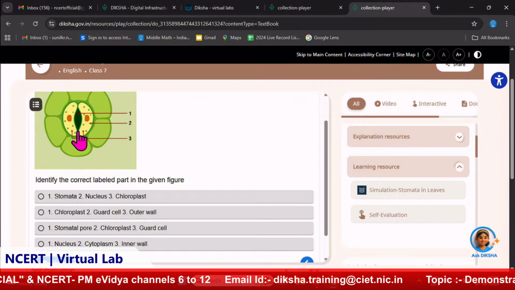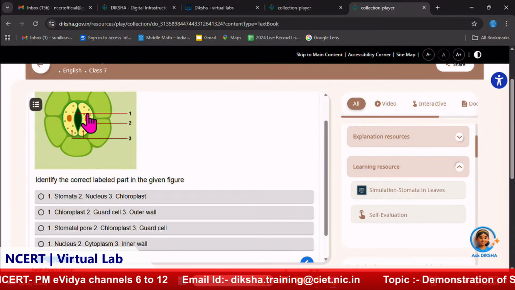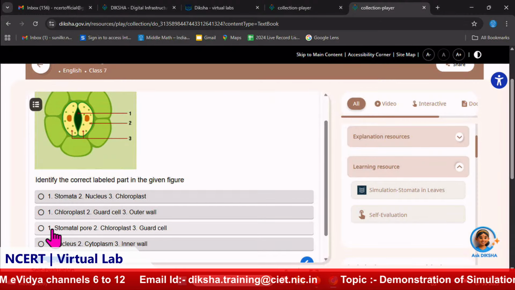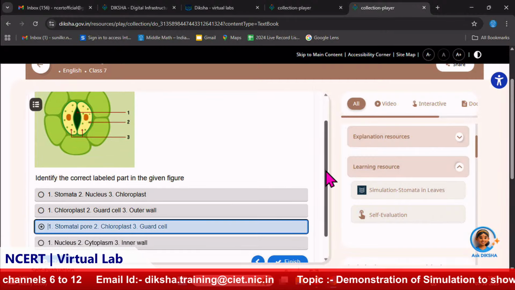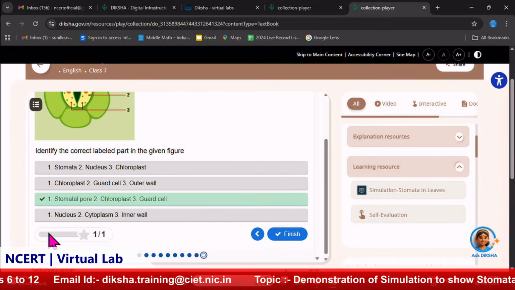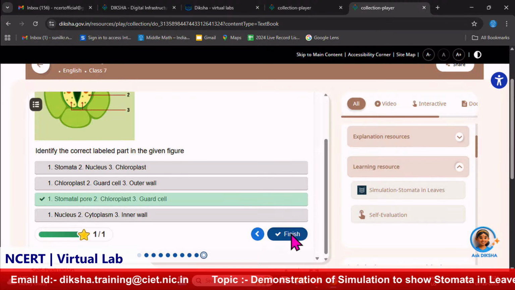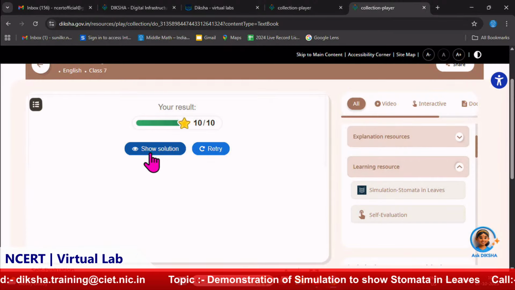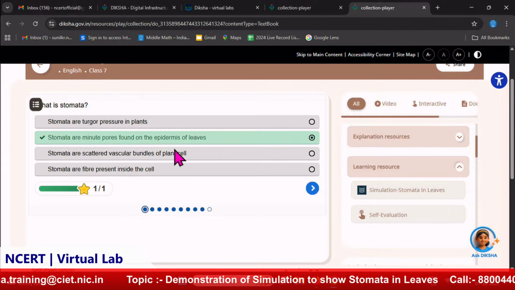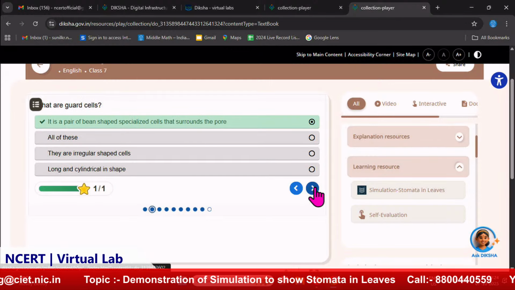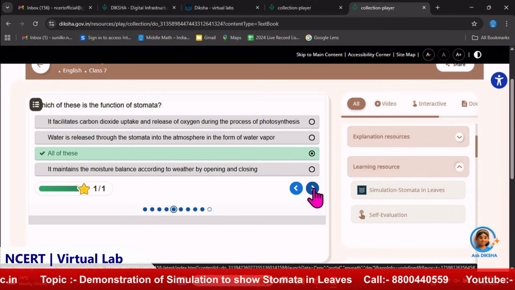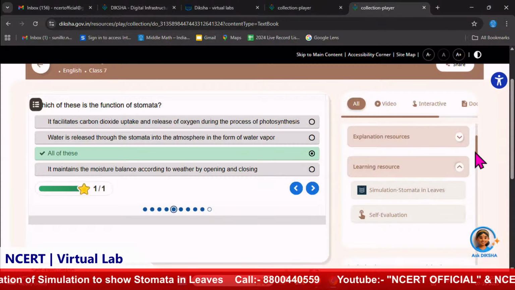Now, what is this bean-like structure? This bean-like structure is the guard cell. I will check whether this is correct or not and finish the self-evaluation questions. Also, students can check, and in case of any wrong answer, they can also check what the actual solution to that particular question is.